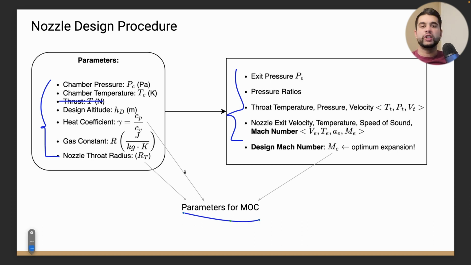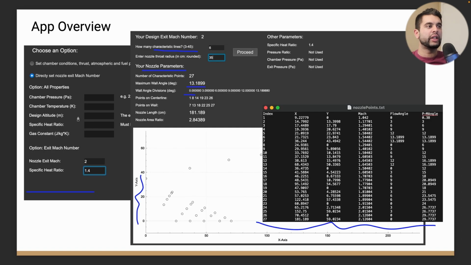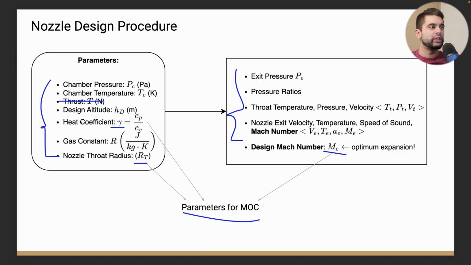The parameters for your MOC algorithm are the specific heat coefficient, the design exit Mach number, and the nozzle radius. That's why, if you see here on the first page, I gave you two options, because you only need these values and this one here to move on. And these values are optional. You don't actually need them. But depending on your design case, you may not know the exit Mach number, so you have to determine it from that and then do it. So yeah, you can choose either one.